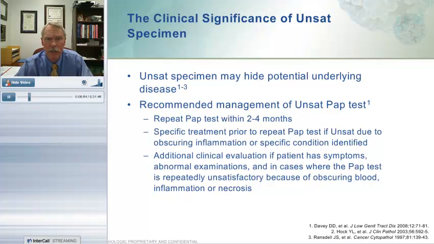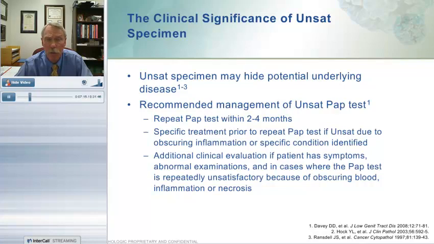The clinical significance of an unsatisfactory specimen. Unsatisfactory specimens may hide the potential of underlying disease, as we've mentioned. If you do have an unsatisfactory specimen, what should you do? Current best practice recommendation would be to repeat the pap test within 2 to 4 months.